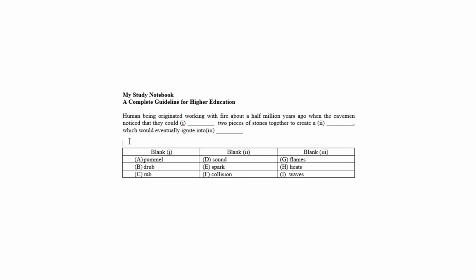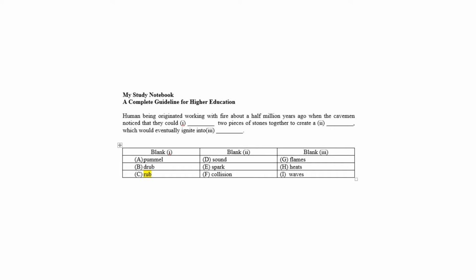Pummel and drub mean striking repeatedly, typically with the fist. And here it is easily noticeable that they could strike two pieces of stones together, which denotes the two stones are not stagnant, rather they are dynamic over each other, and so rub, as choice C, is the best fit for the blank one.